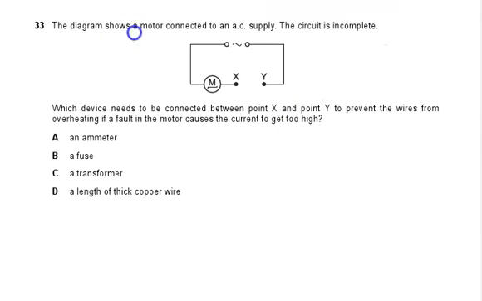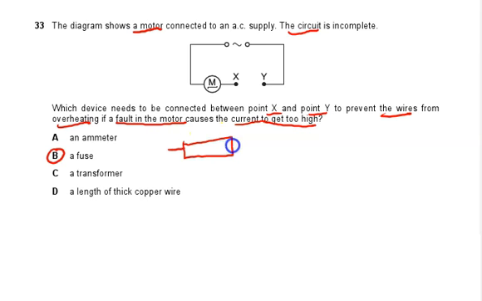The diagram shows a motor connected to an AC supply. The circuit is incomplete. Which device needs to be connected between X and Y to prevent the wires from overheating if a fault in the motor causes the current to get too high? So we have to put here a fuse. A fuse is the cheapest protection method. Okay, fuse. So this is the fuse.